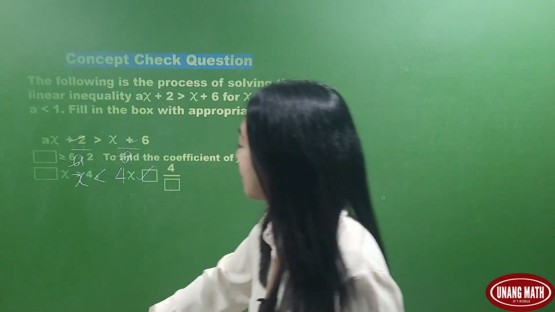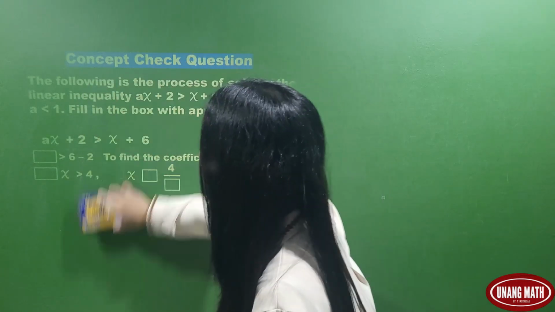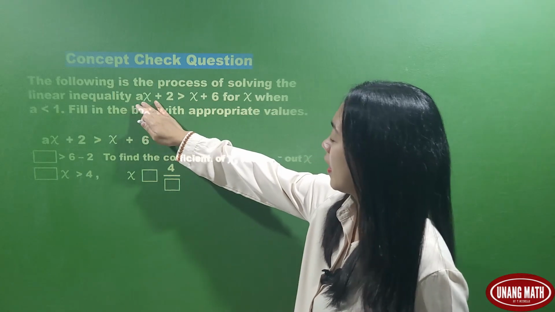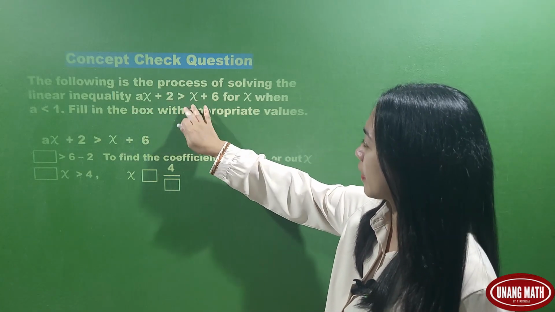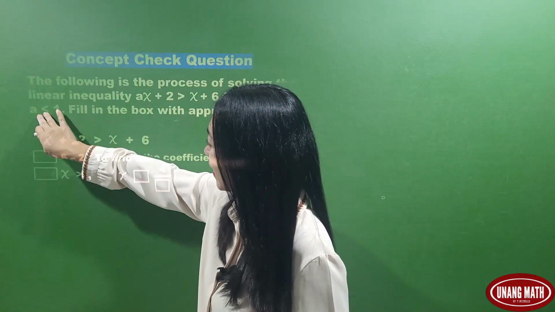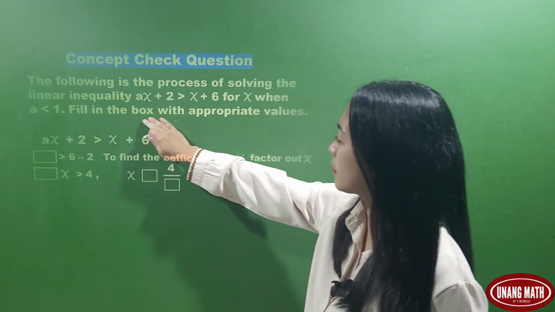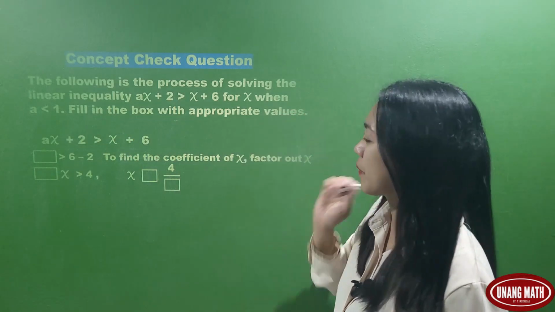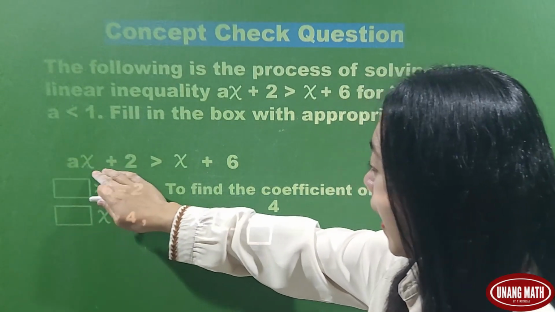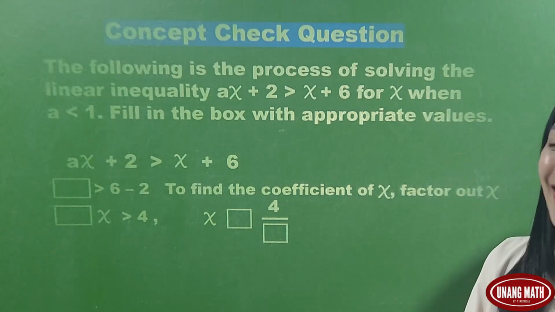Okay, another example. Let's solve this concept check question. The following is the process of solving this linear inequality: ax plus 2 is greater than x plus 6 for x, when a is less than 1. We will fill in the box with appropriate values. So this is our linear inequality: ax plus 2 is greater than x plus 6.